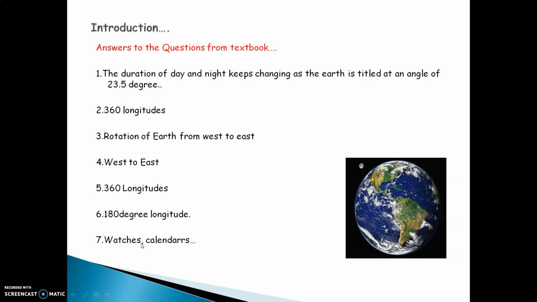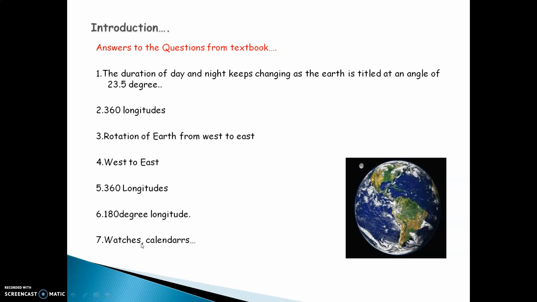Fifth question, while the earth rotates, how many longitudes face the sun daily? While the earth rotates, 360 longitudes face the sun daily. We'll learn how in the next part. At which longitude does the date change? The date changes at 180 degree longitude.